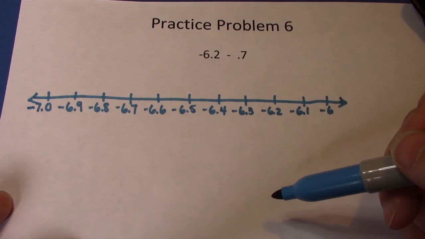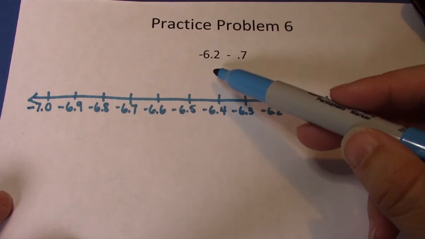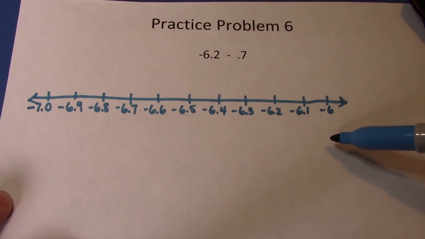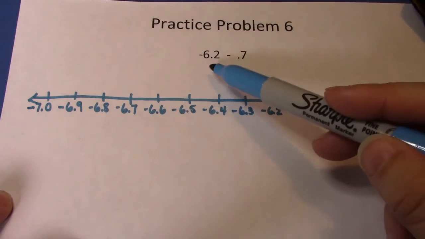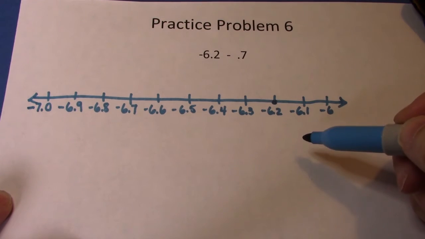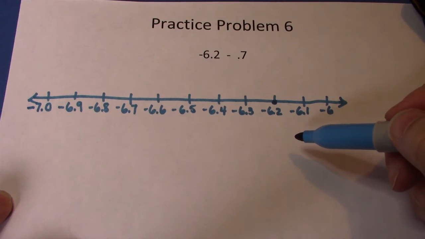Problem 6 uses some decimals. Again, here's another example. I made the number line showing all the decimals. And we're in the negative territory here with negative 6.2. So there's our starting point.